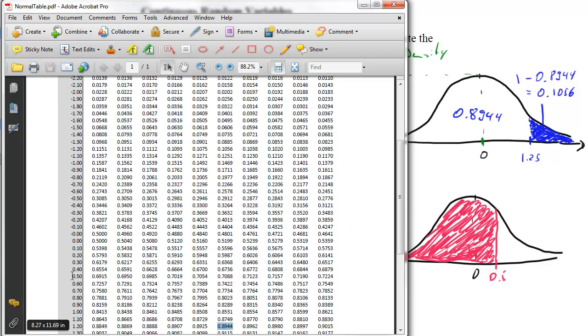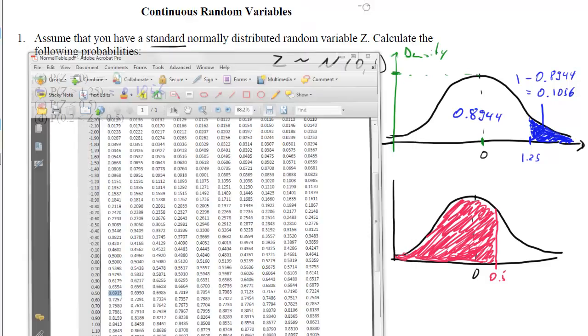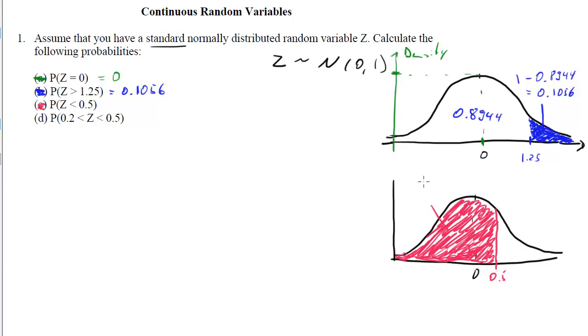Is that here? 0.5. It's 0.5 exactly, so we use the 0 from the first column. The value is 0.6915. So this area, the size is 0.6915, and this is already the answer.